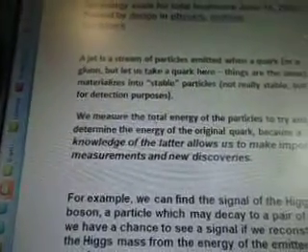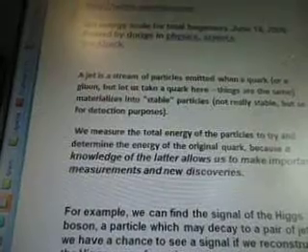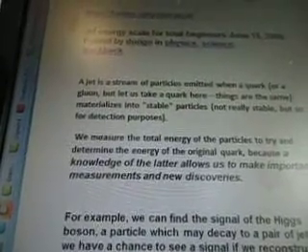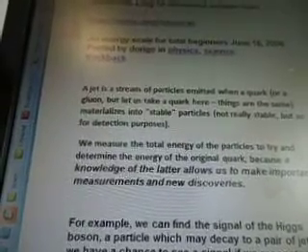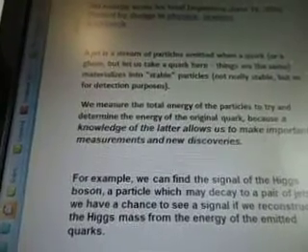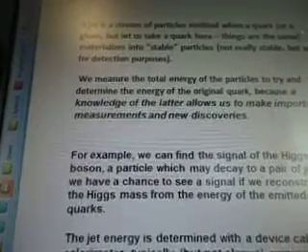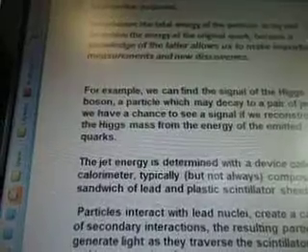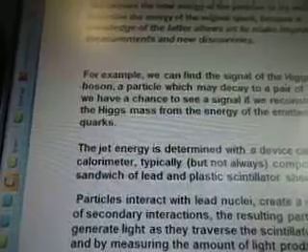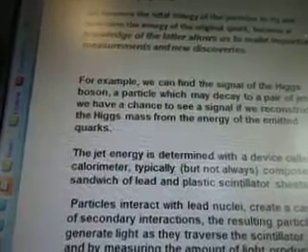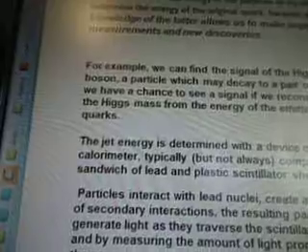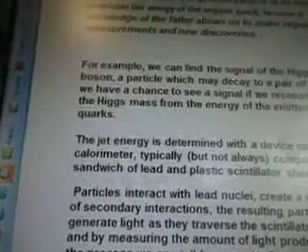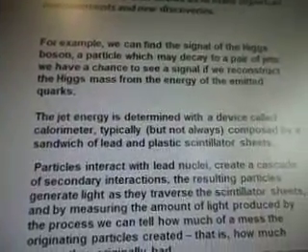So a jet is a stream of particles emitted when a quark or a gluon, well, let us take a quark here, things are the same, materializes into stable particles, not really stable, but so for detection purposes. We measure the total energy of the particles to try and determine the energy of the original quark, because the knowledge of the latter allows us to make important measurements and new discoveries. For example, we can find the signal of the Higgs boson, a particle which may decay to a pair of jets.